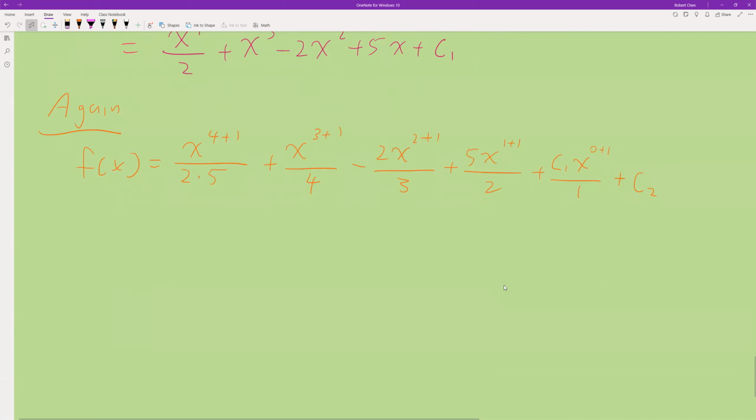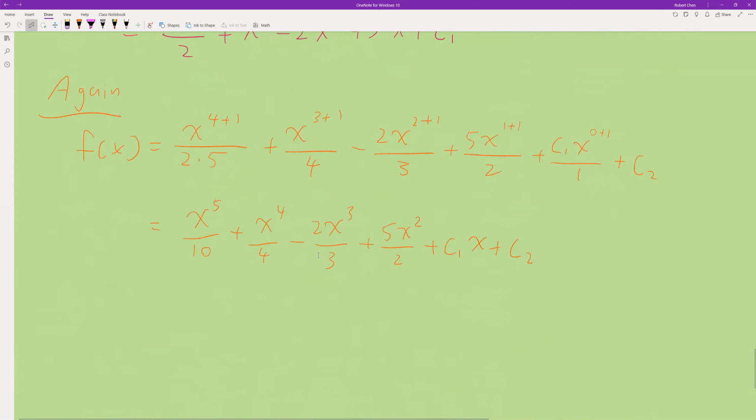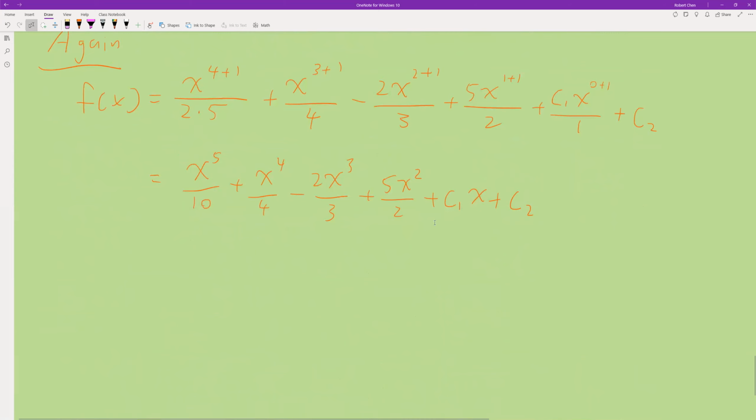All right, and let's see. Let's clean this up a little bit. I have x to the power of 5 over 10 plus x to the 4th over 4 minus 2x cubed over 3 plus 5x squared over 2 plus c1x plus c2. Now, in this case, we have two unknowns, right? The c1 and c2, there are two different constants that we have to figure out. And that's why we have two initial conditions, the two facts, the 2 points that are on the function, (0, 2) and (1, 0). All right, so we're going to use those 2 points to help us find out what c1 and c2 are.